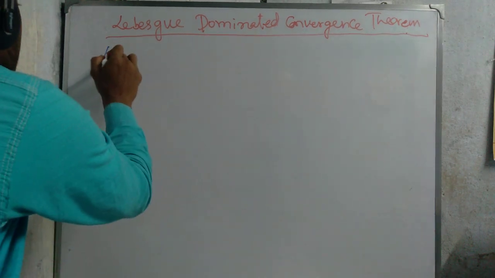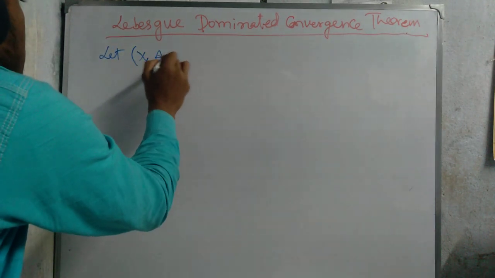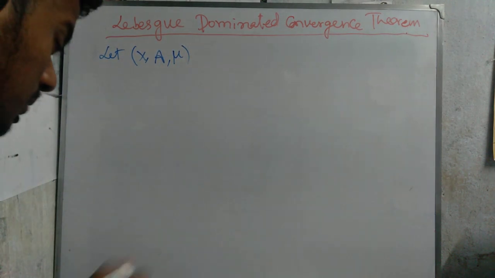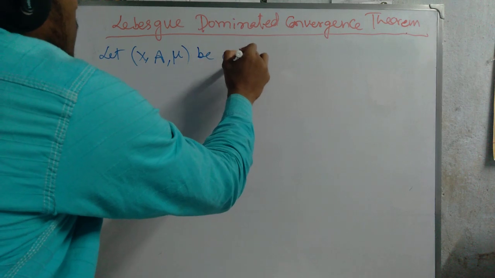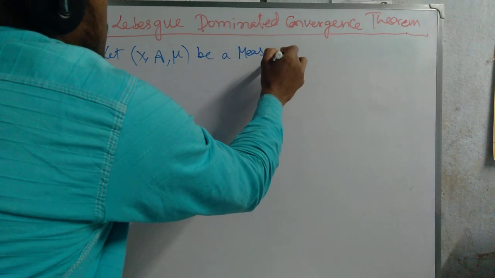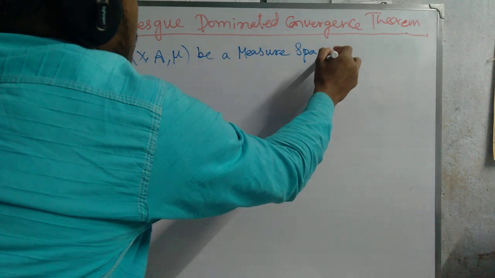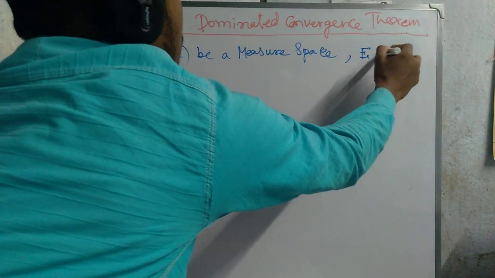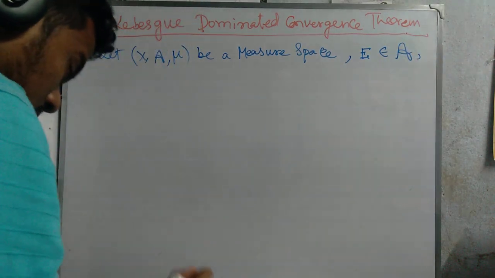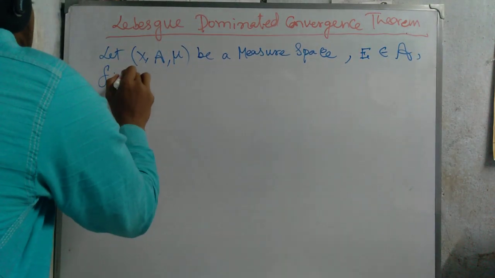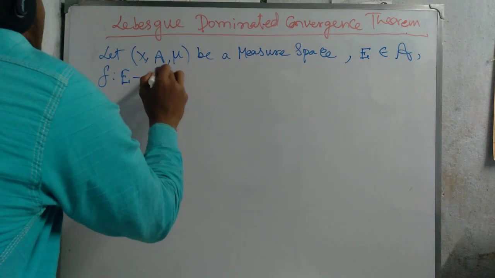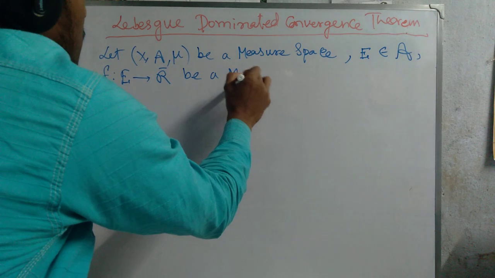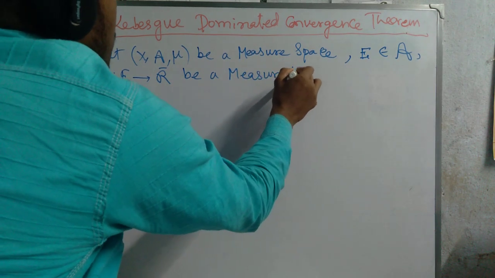First we write here: let (X, A, mu) be a measure space, and E belongs to this sigma algebra A. Let f from E to R be a measurable function.